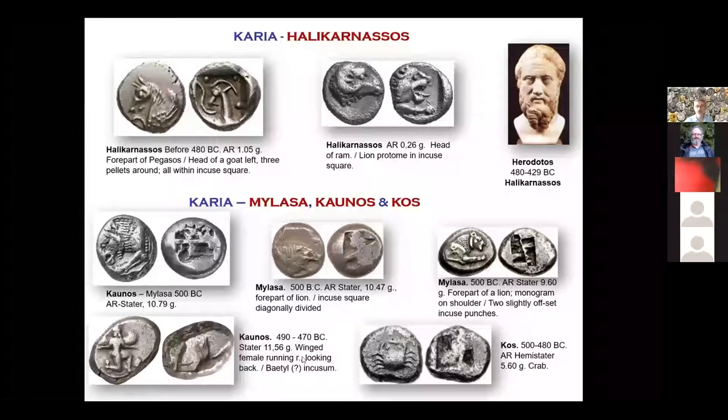And on a coin for Kos, you have the depiction of a crab. Later in the next presentation, you will see much nicer, improved depictions of crabs on the coinage of the city. But at the beginning, this is what they did.